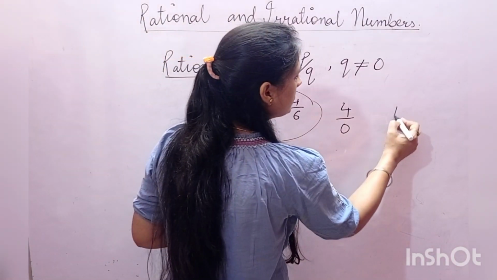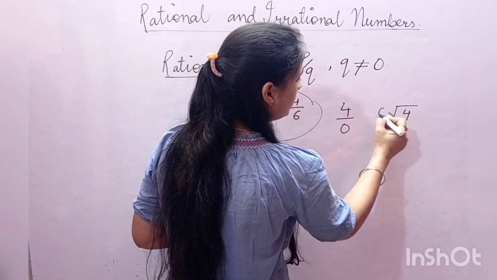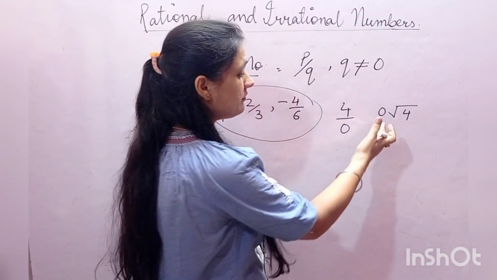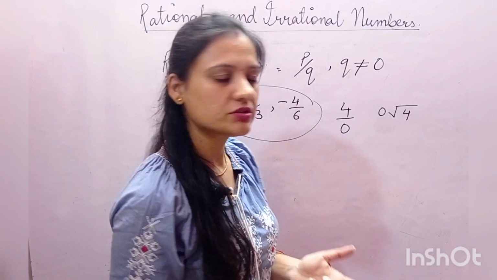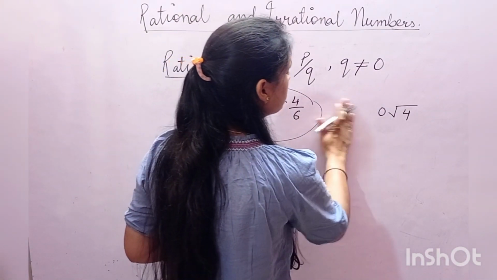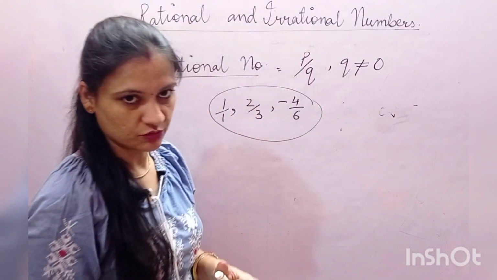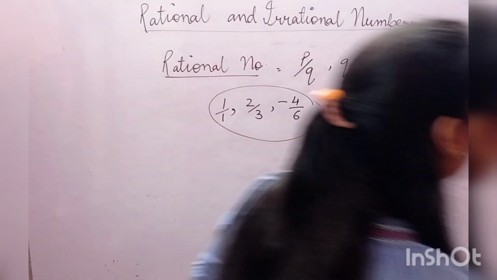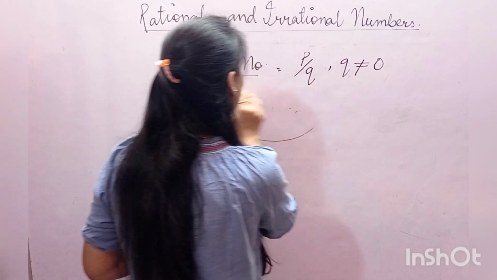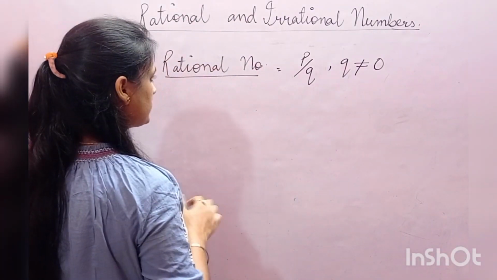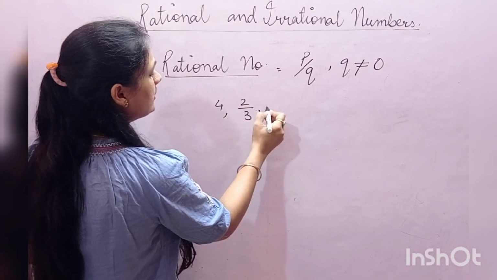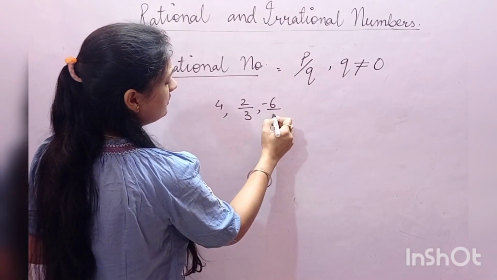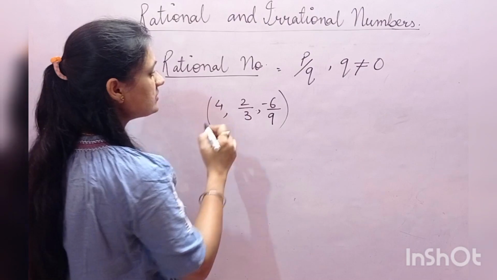Why not defined? Tell me, can you divide 4 by 0? Because you know in the table of 0, they all are zeros. So that is why we say that the denominator should not be equal to 0. Okay, now as I told you, I have given you examples of rational numbers, like 4, 2 by 3, minus 6 by 9. They all are rational numbers, right?